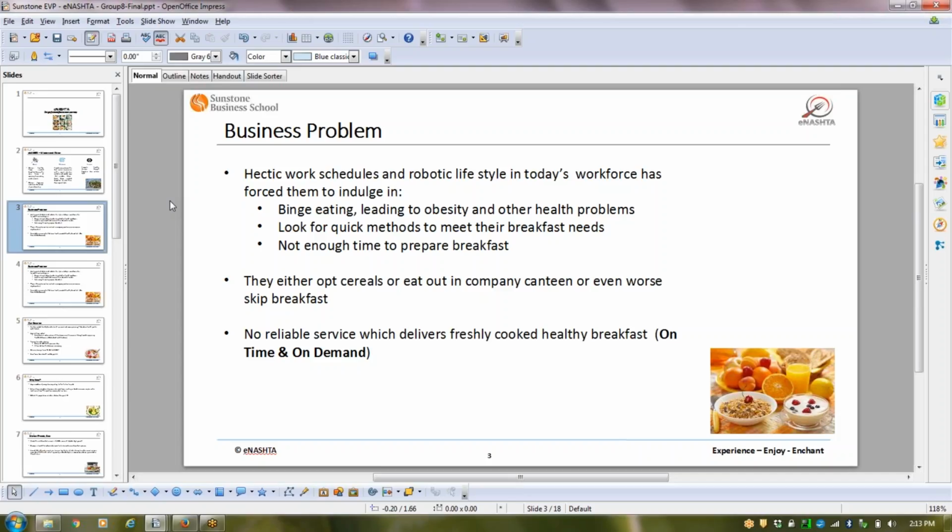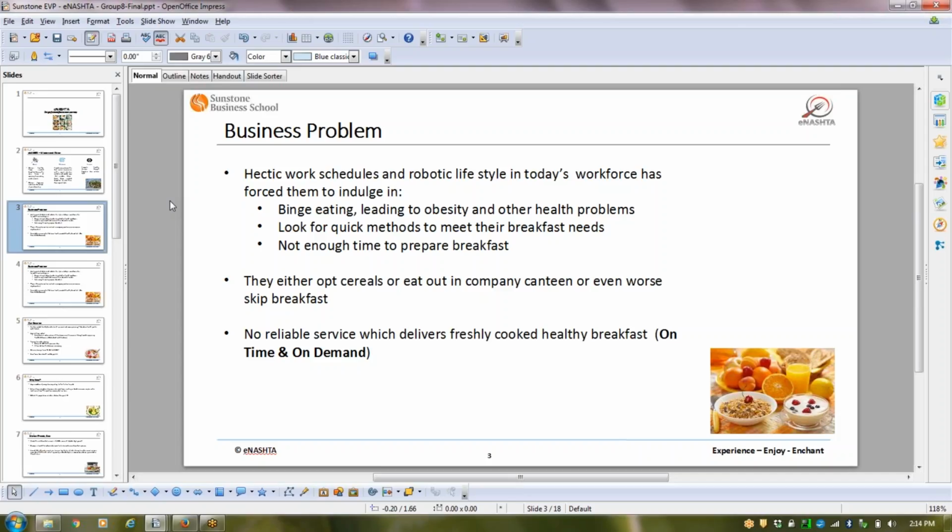If you see the way they have stated the business problem, first they are drawing up a big pain that people have, and they are relating it to the work schedule. What they're saying is that due to the hectic work schedule and the lifestyle, people are not getting enough time to cook their own breakfast. And since they're not able to cook their own breakfast, what do they do? They opt for unhealthy options.